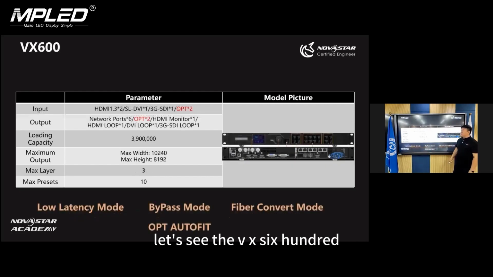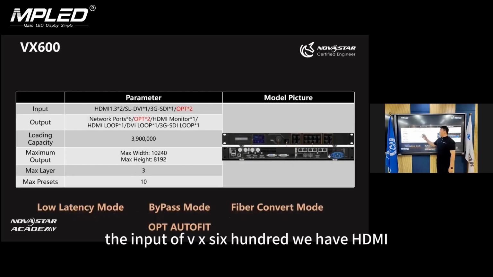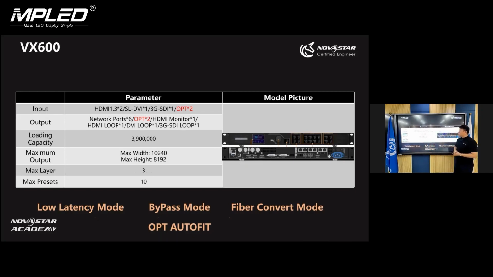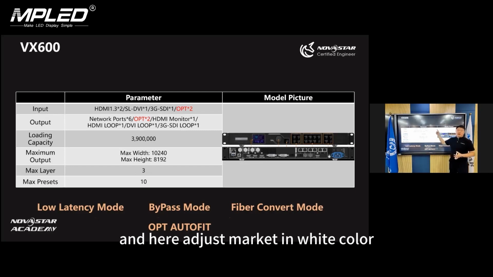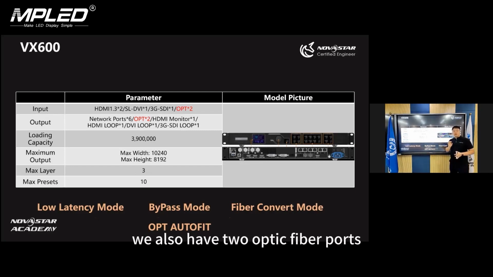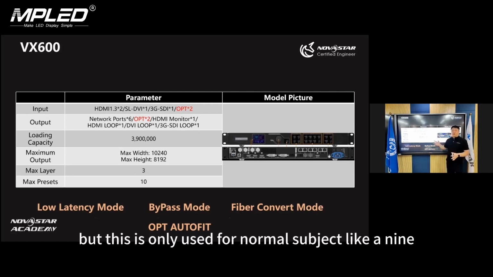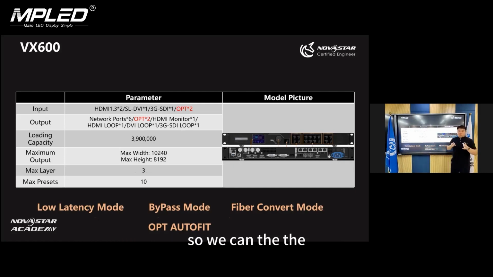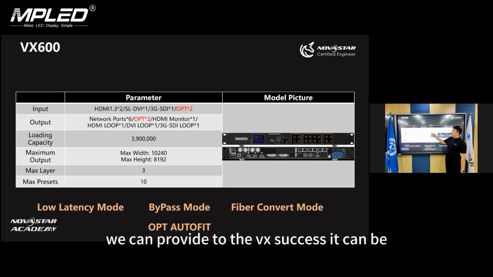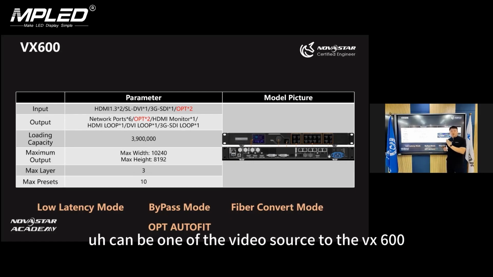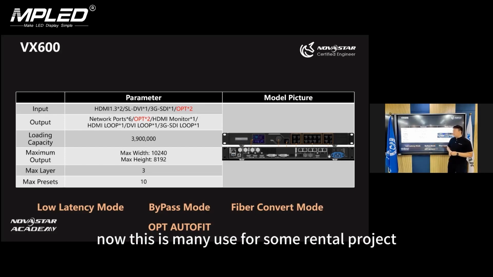Let's see the VX600. The input of VX600, we have the HDMI, single link DVI, and 3G SDI. And here, I just mark it in white color. We also have 2 optic fiber ports can be used for input, but this is only used for Novastar projects like N9. So the output from N9 we can provide to the VX600. It can be one of the video sources to the VX600. This is mainly used for some rental projects.